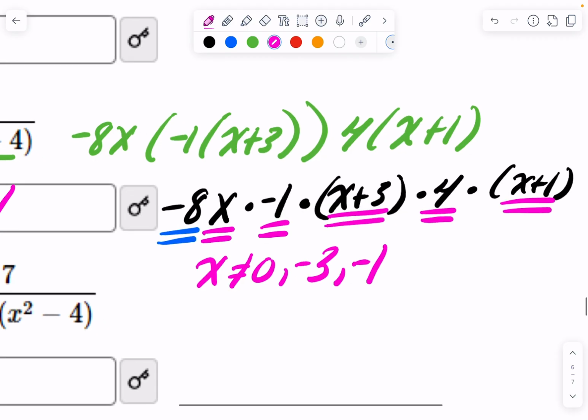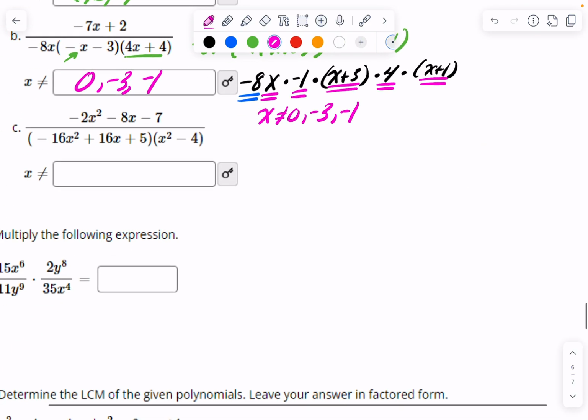When you factor out a number in front, it is just multiplication. This is still all just multiplication. So that's why I just rewrote it as multiplication. You know what I mean? Because it technically is. So again, to find the restrictions, we have to factor.